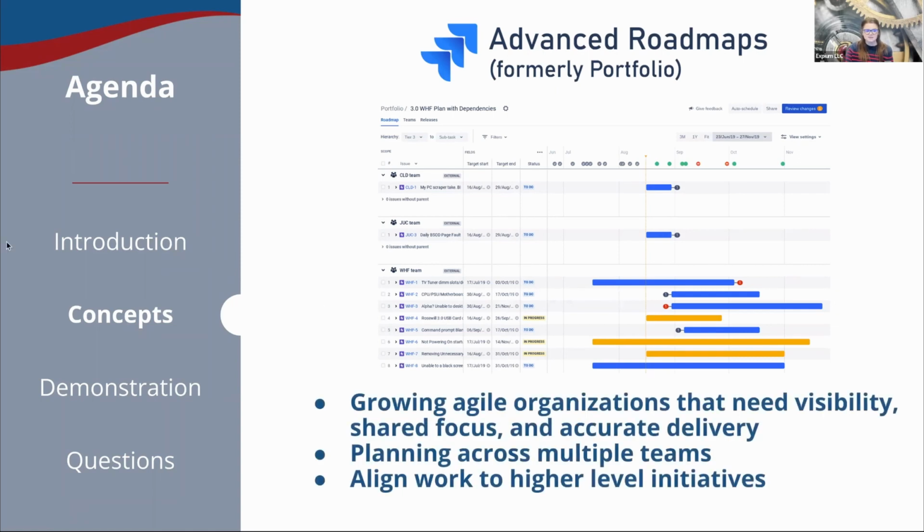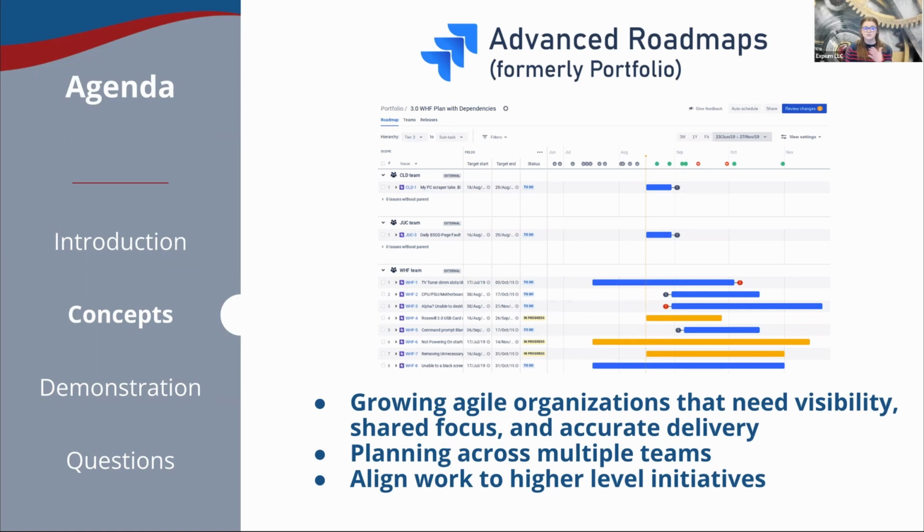And Advanced Roadmaps, as the name suggests, really is a road mapping tool that can also be used to help us scale and is now included in the Jira Cloud Premium and Jira Data Center instances, as well as any enterprise cloud instances. This is really great for growing Agile organizations that need that visibility, shared focus, and accurate delivery across one or multiple teams.